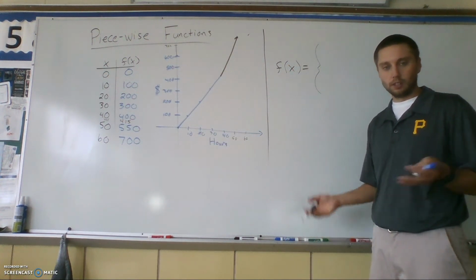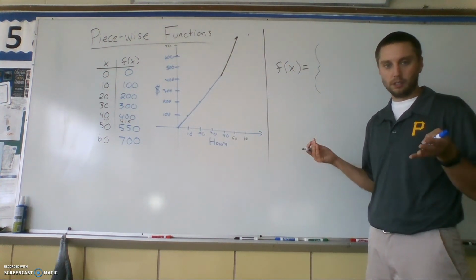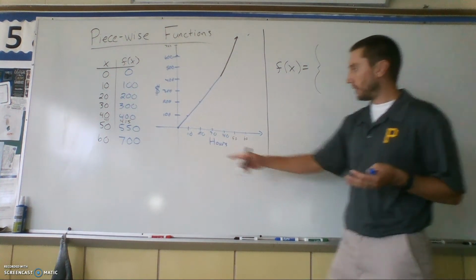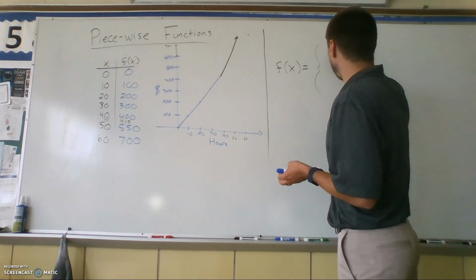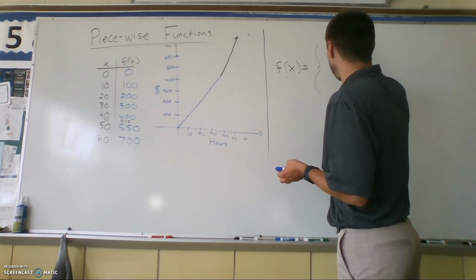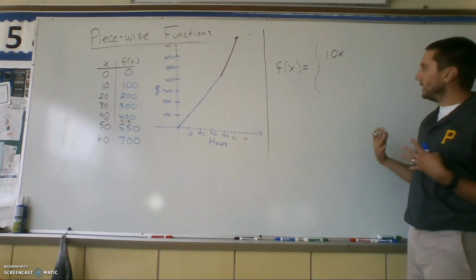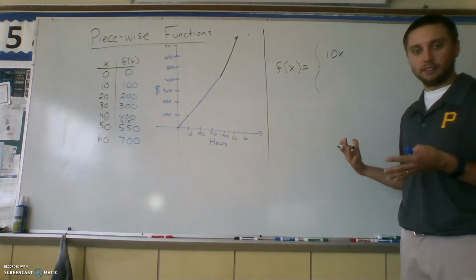Okay? So let's start with this blue graph here. So what's that equation? It's linear. The slope is $10 per hour. The y-intercept is 0. So the equation is just 10 times x. Take the number of hours times 10.